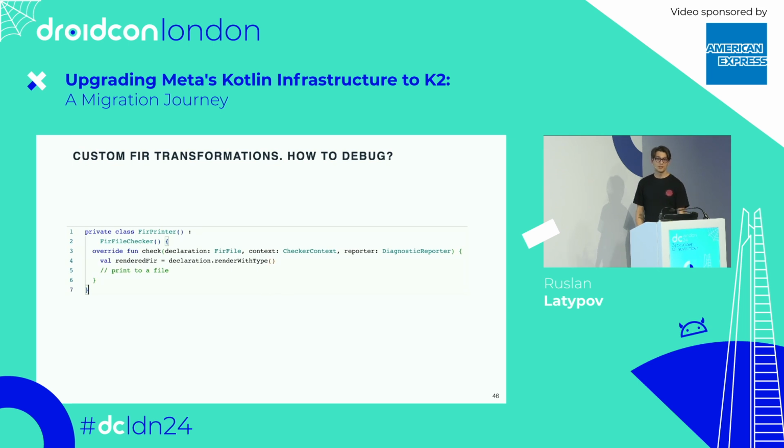Debugging was also a hard part for this compiler plugin because all the changes happen in memory in FIR. So we implemented a custom FIR file checker, which just dumps the FIR files on disk. So we can see what FIR we have as a result of our transformations. And we can run different snapshot testing to make sure that compiler plugin developers introducing their changes do it intentionally.